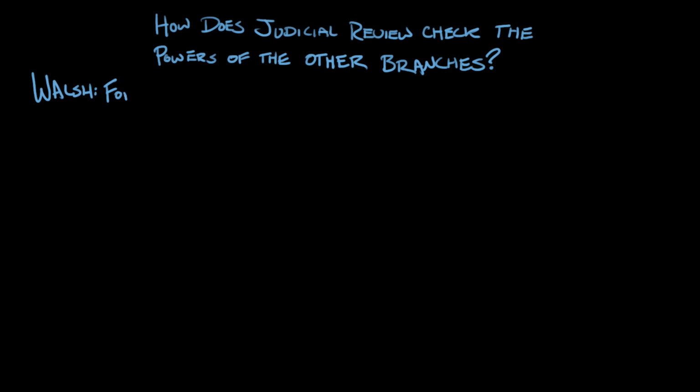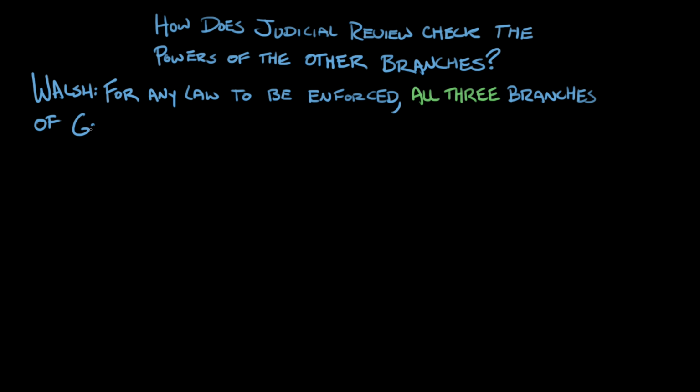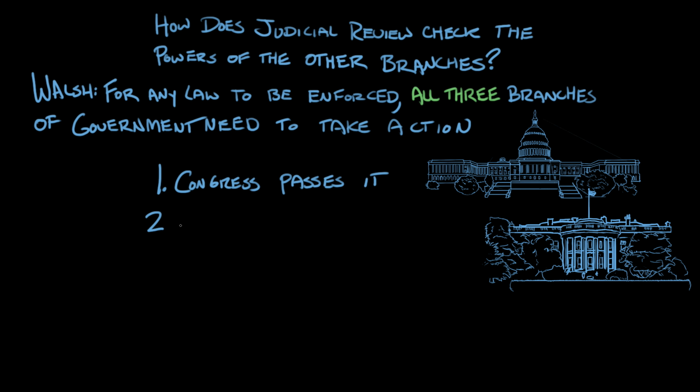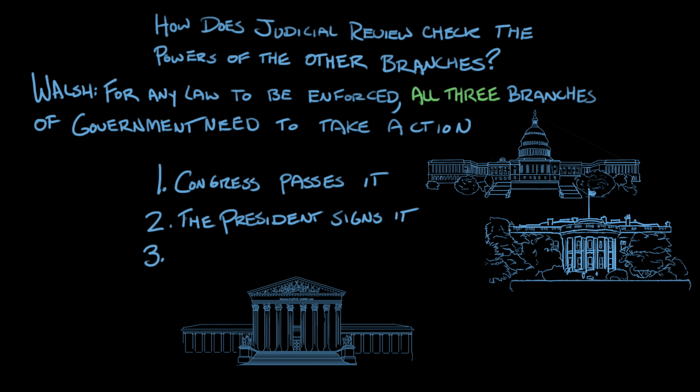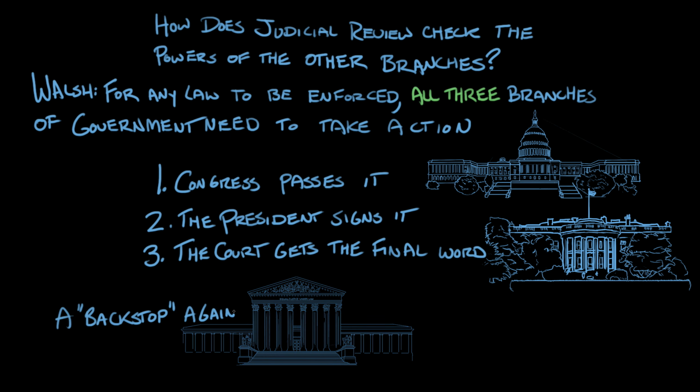In order for a law to be enforced against anybody, all three branches of the government have to have taken some kind of action. So Congress had to have passed a law and the president has to sign it. Then the law has to be enforced against somebody in a way that gives rise to a legal case. And then the judiciary gets the final word in that legal case as to whether the law is constitutional. So the one way that judicial review operates as a check on the president and the executive is providing a backstop against the enforcement of unconstitutional laws.